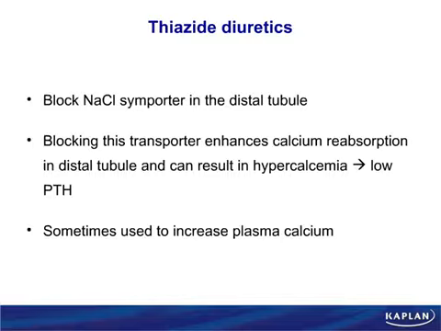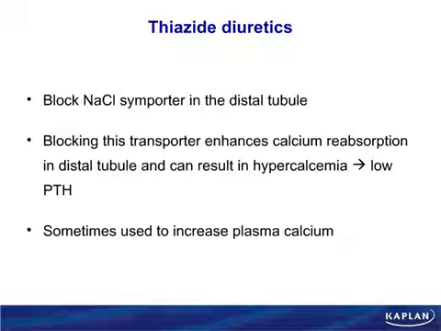Thiazide diuretics block the sodium chloride symporter in the distal convoluted tubules. Blocking this transporter enhances calcium reabsorption in the distal tubules, and this can lead to hypercalcemia. Now, whenever you have an increase in calcium levels, this will activate the calcium sensing receptors in the parathyroid glands, and that will suppress PTH levels. So this patient should have low PTH levels.